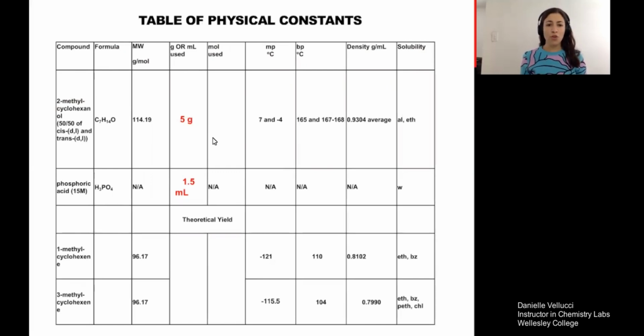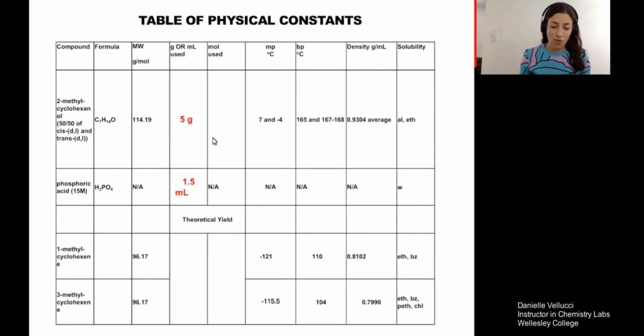Okay. In order to carry out this reaction, we're going to start with 5 grams of the cyclohexanol, and we're going to be heating it in the presence of 1.5 milliliters of concentrated phosphoric acid.